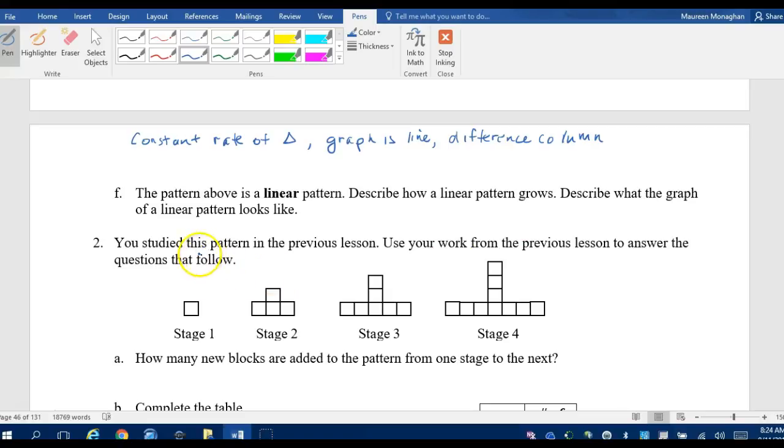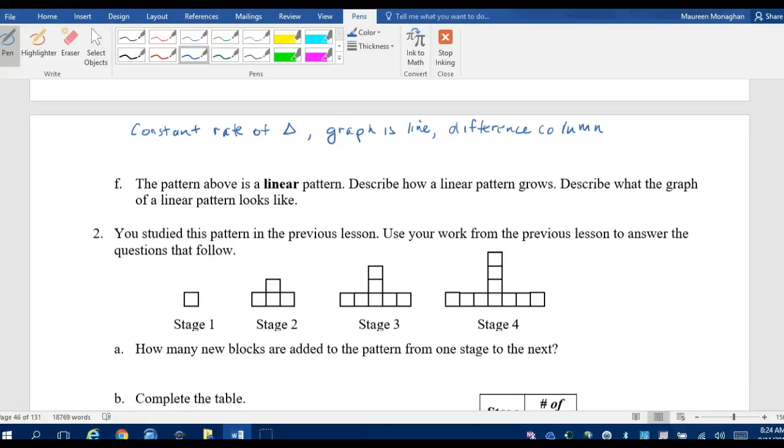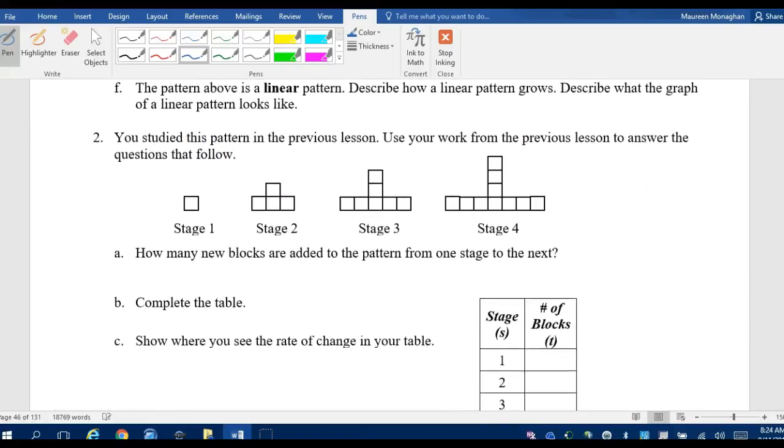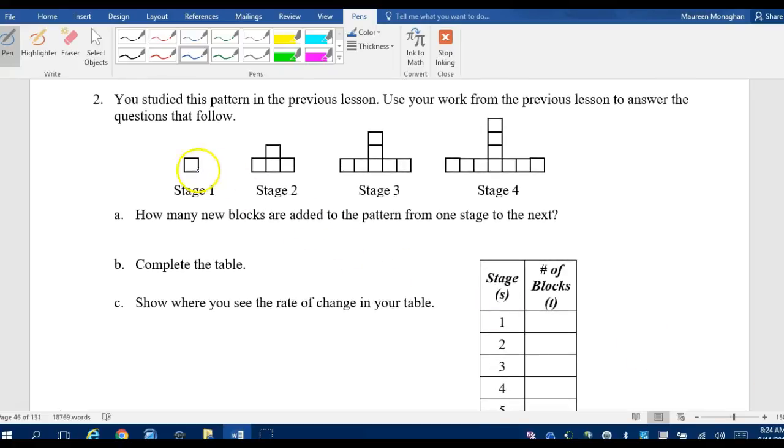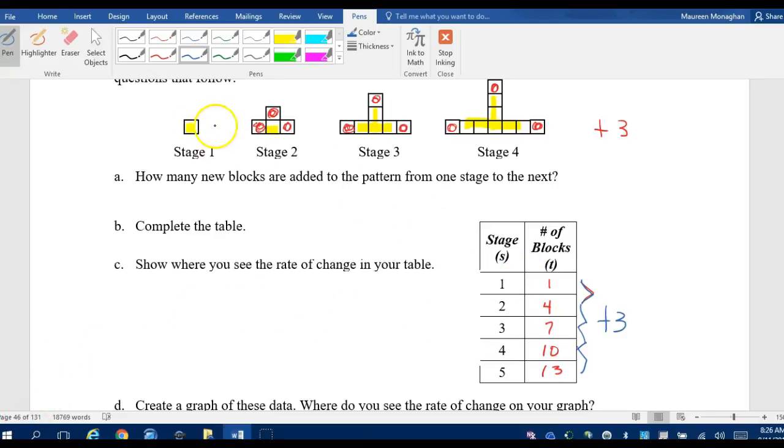Alright, let's look at this next lesson. It's very similar to the previous one. It helps if you highlight. So let's see if you can figure out how to get the table. So pause it and come up with the table on your own, please. Okay, did you get the same thing I did?